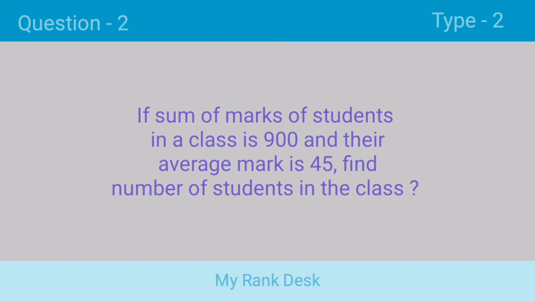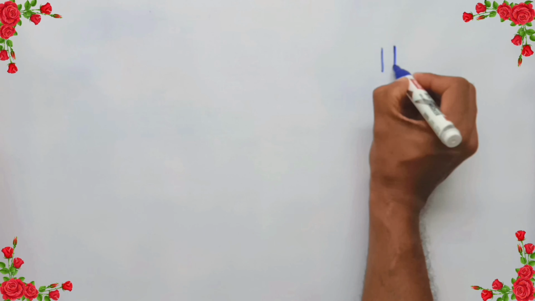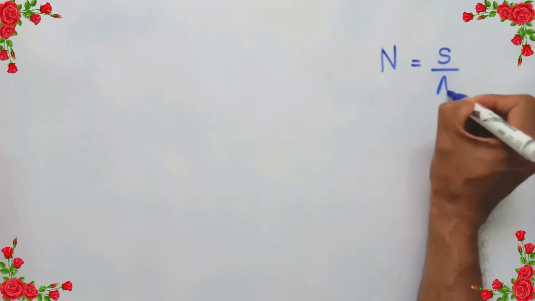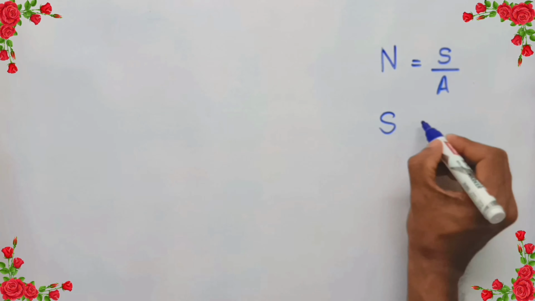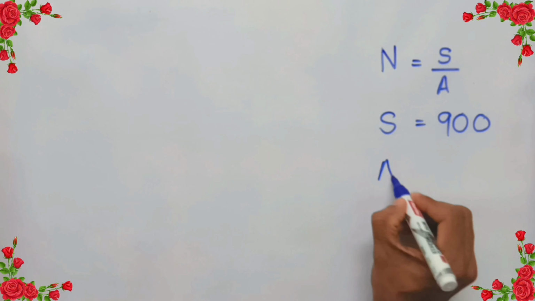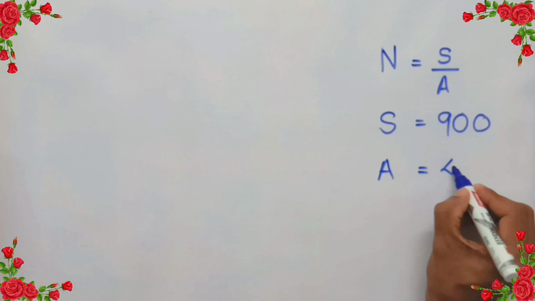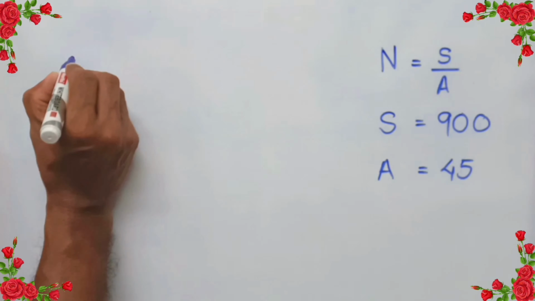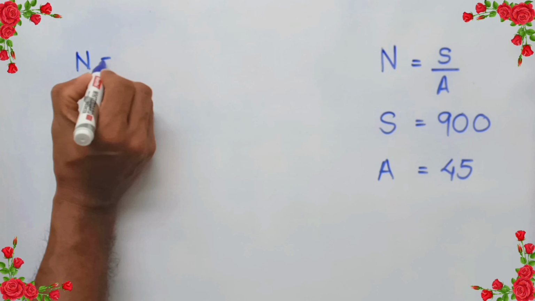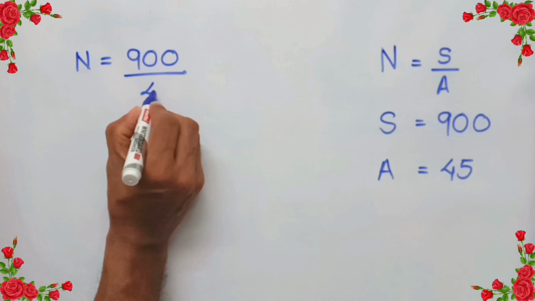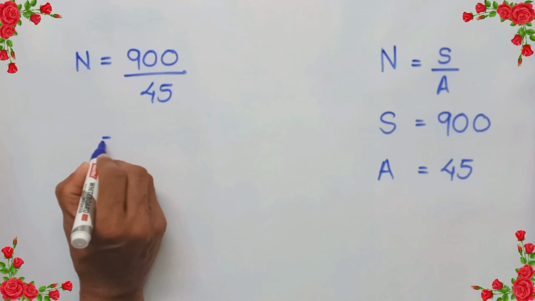Let's solve the problem. We know that the formula to find the number of students N equal to S by A, where sum is 900 and average is 45. You need not write this data, but keep it in your mind or mark in your question paper. Total number of students in the class n equal to sum of marks of all the students 900 divided by average mark of each student 45.